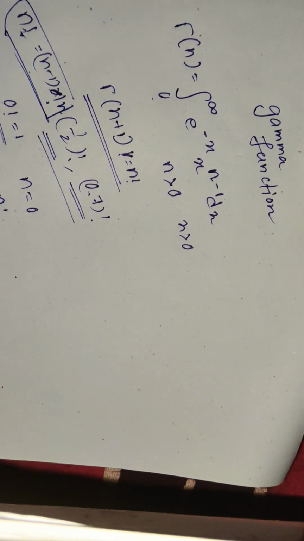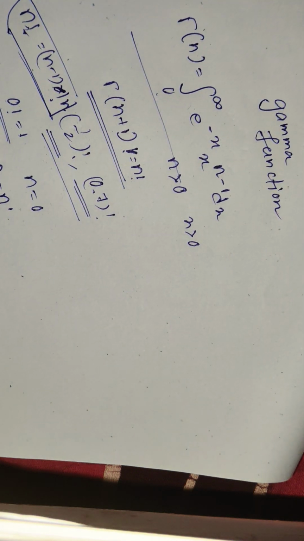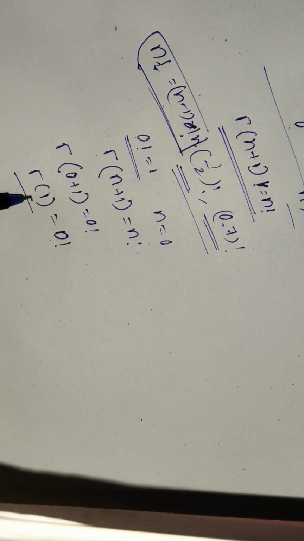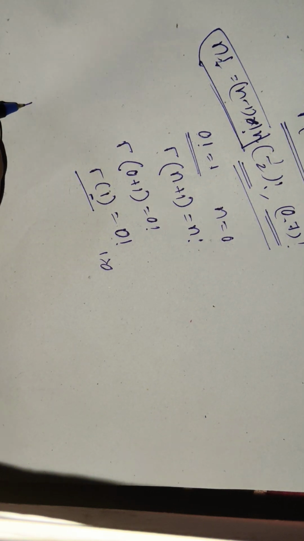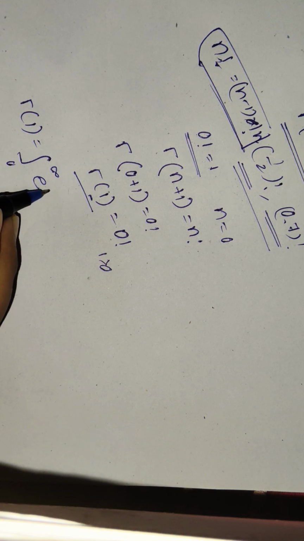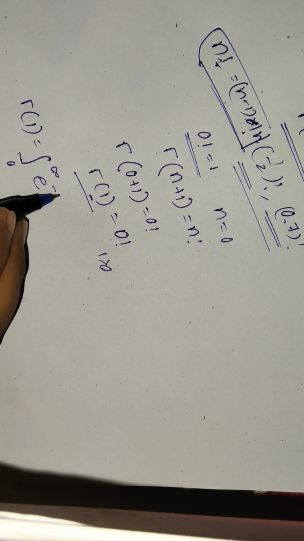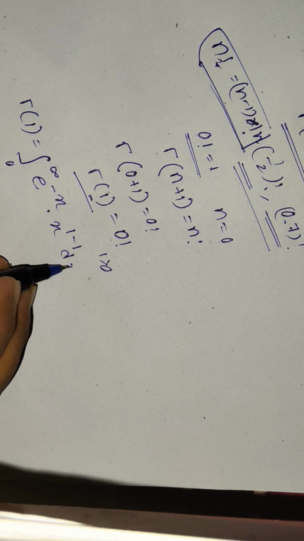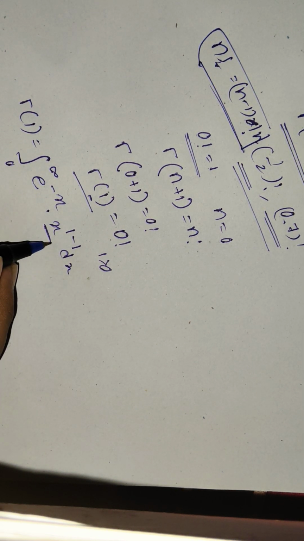Now using the basic formula, which is nothing but the integration form of gamma, we can easily do it. First of all, n should be greater than 0. In that case n is 1, which is greater than 0. So you can use the integration form, which is gamma 1 equals what? The integral from 0 to infinity of e to the power minus x into x to the power 1 minus 1 dx. Now this is nothing but x to the power 0, which is basically 1.